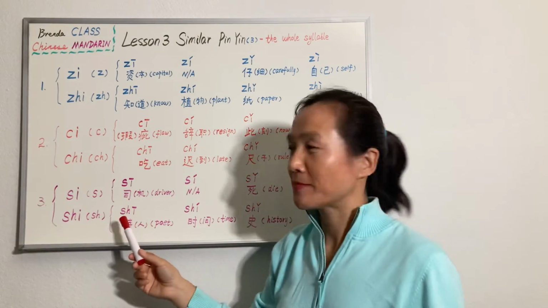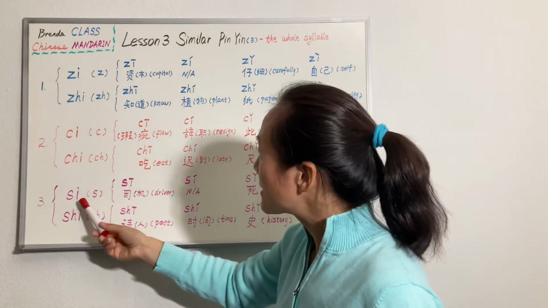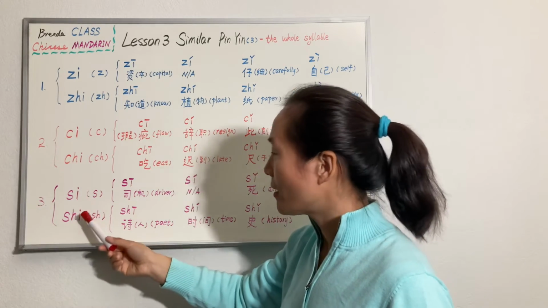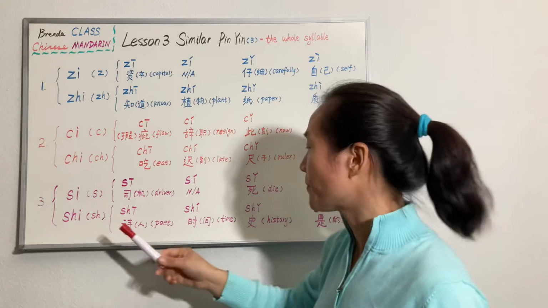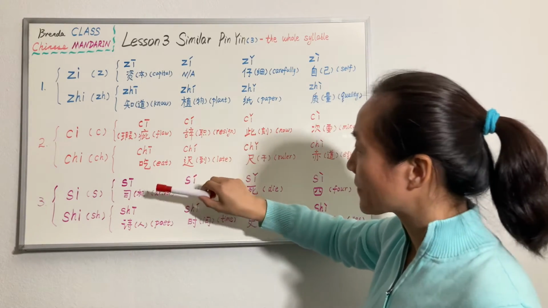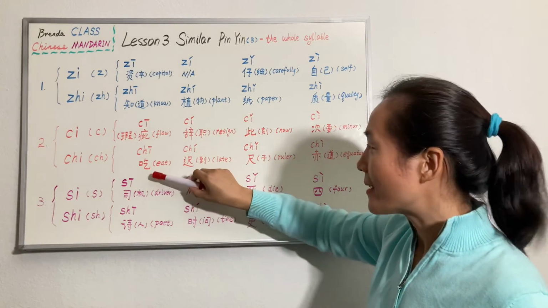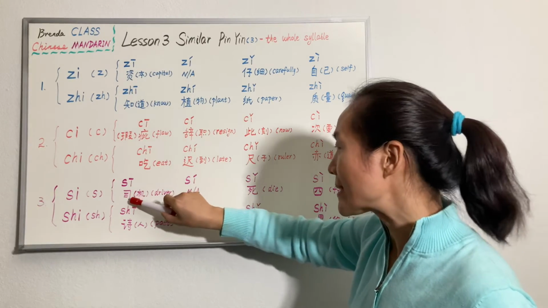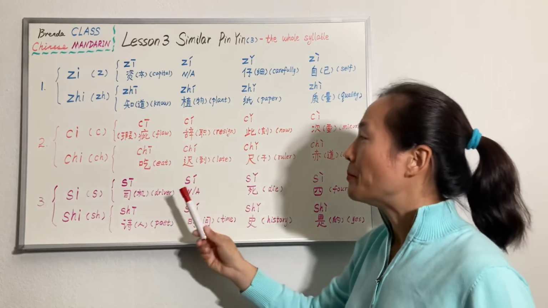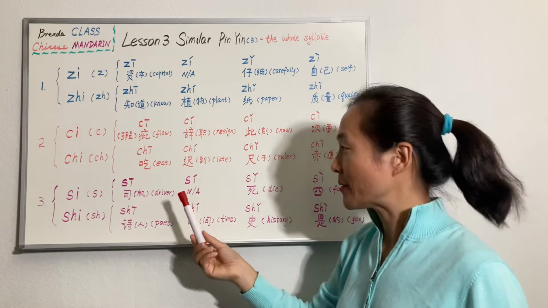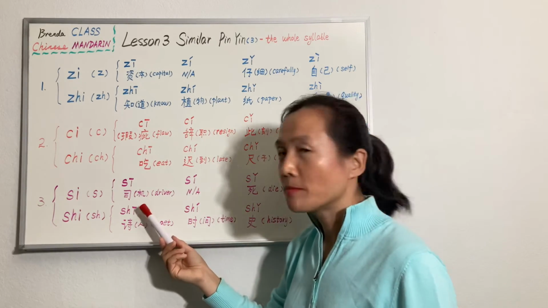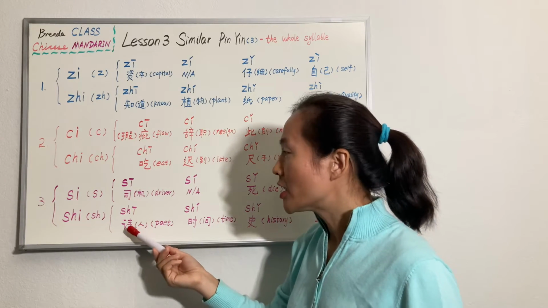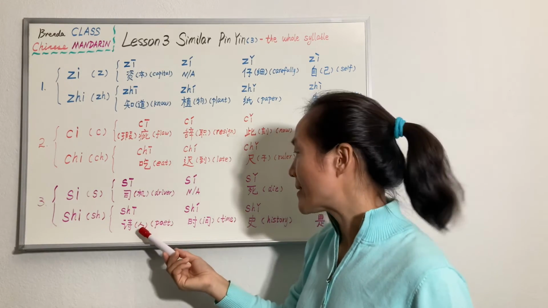The last group. 思, 思, 诗, 诗. The first tone. 司, 司, 司机, 司机 means driver. 诗, 诗, 诗人, 诗人 means poet.